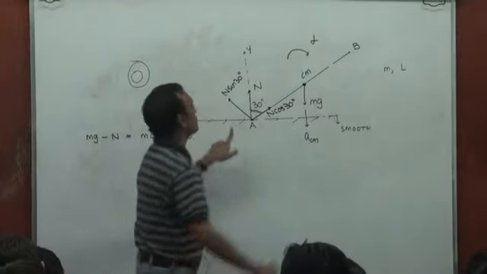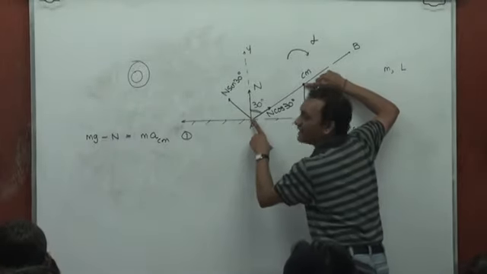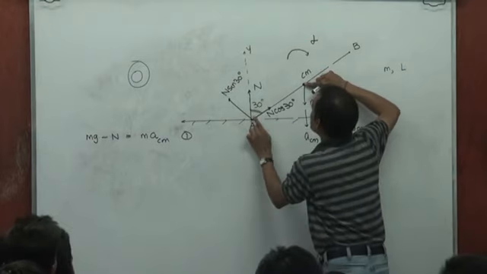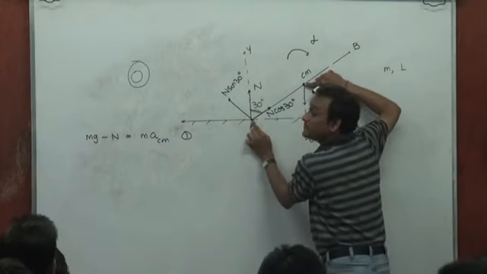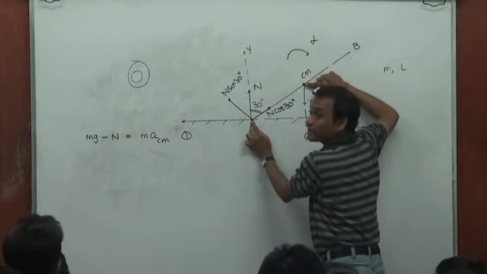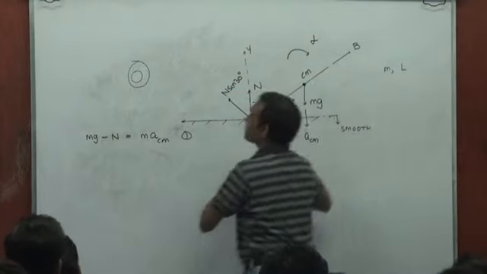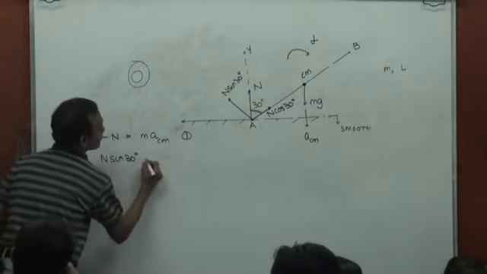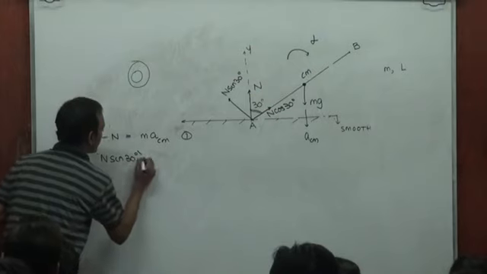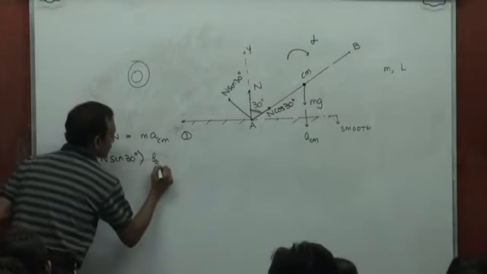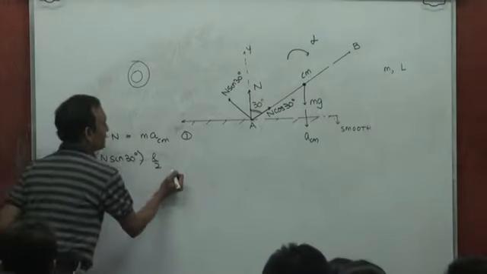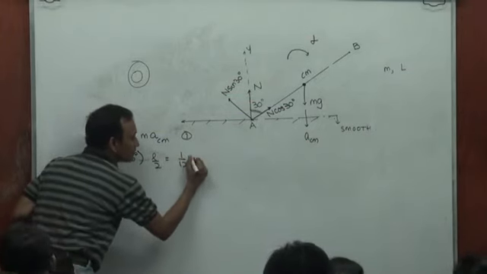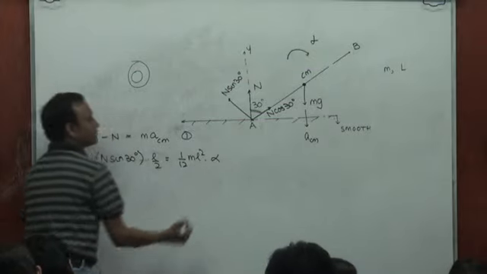N sin 30 degrees will produce a torque N sin 30 degrees into L by 2, and that must be I_CM alpha. N sin 30 degrees into L by 2 must be I about the center of mass into angular acceleration alpha. Clear? That's a clockwise torque because of N sin 30 degrees. That must be I about the center of mass, which is 1/12 mL squared, into angular acceleration.